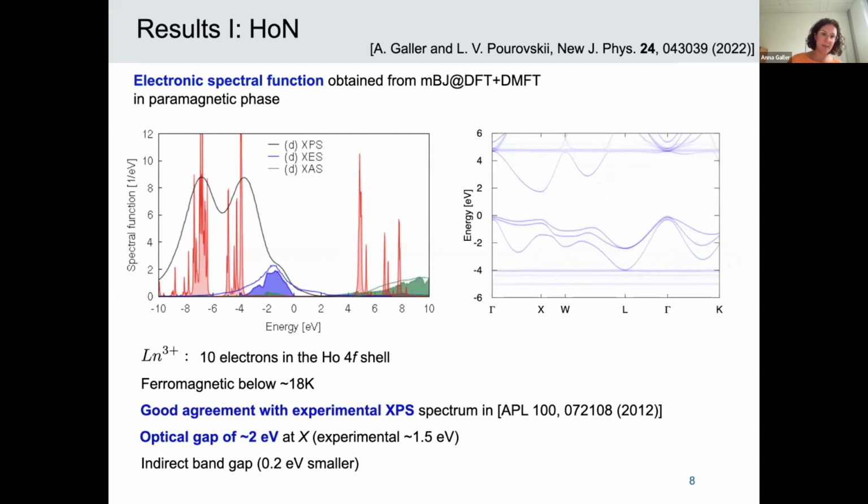And here for this material, we now have experimental data to compare to. In particular, we have XPS results, which are indicated by this black line. And if you now compare the theoretical spectrum with the experimental one, you can see that the peak position matches quite well. So if you take this double peak structure, this we also see in our theoretical spectrum.